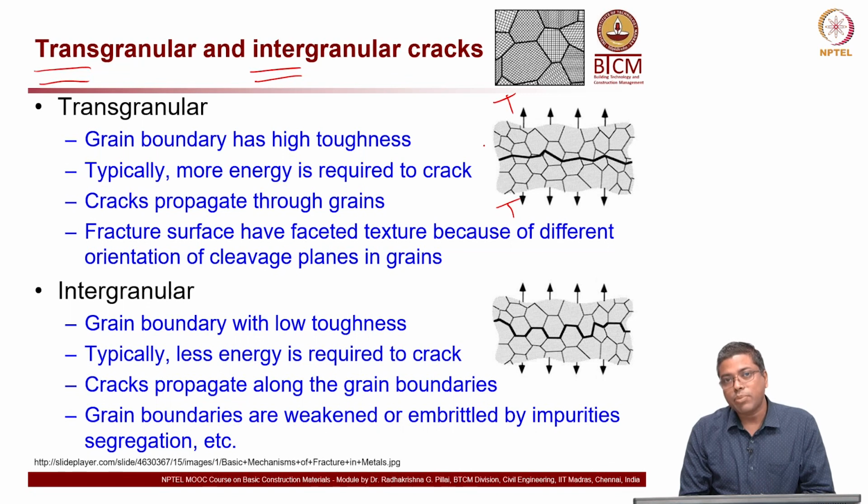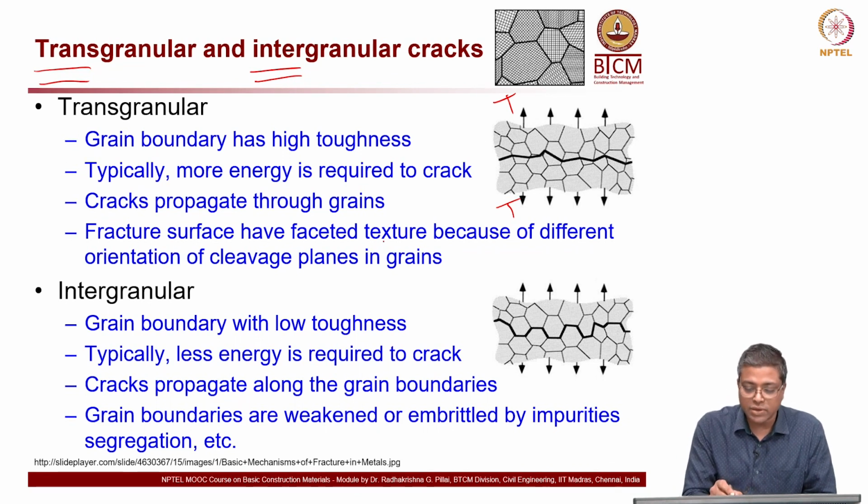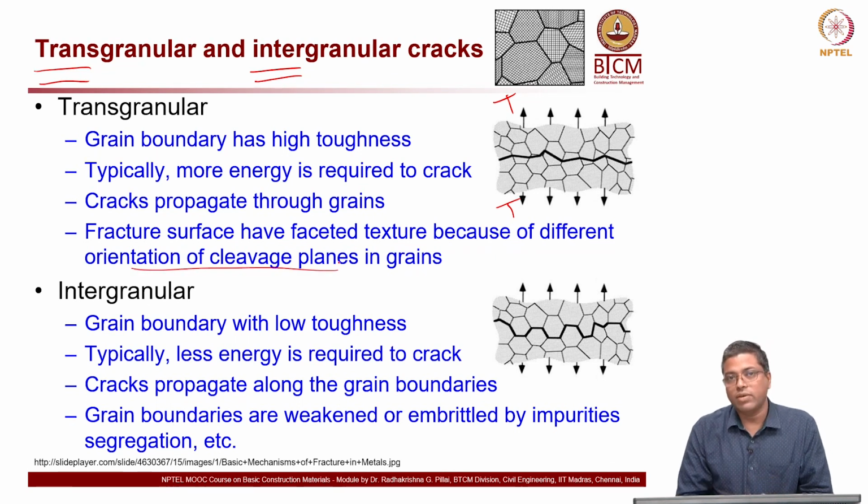And why is it happening like that? I can say that the grain boundaries are actually stronger in that case as compared to the grains themselves. So more energy is required to crack in general in this case, and the cracks propagate through the grains. Then the fracture surface has a faceted texture because of the different orientation of cleavage planes. I will show a picture on the next slide, and then it will be very clear to you what I am talking about here.